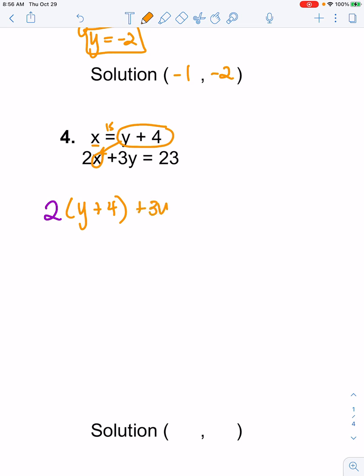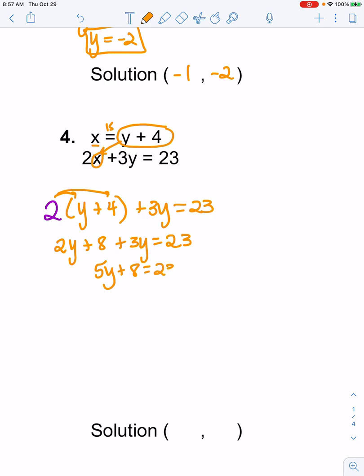Then I finish out writing the rest of the equation. I'm going to distribute, because I've got these parentheses here. So 2y plus 8 plus 3y equals 23. Combine like terms, subtract the 8, and y equals 3. Okay, so I have found part of my answer.